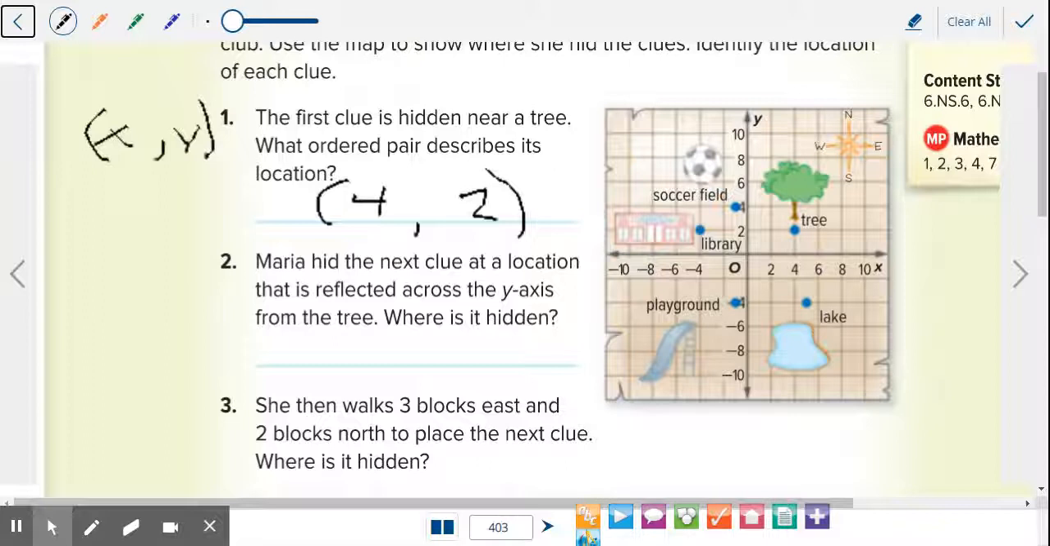So now number 2, Maria hid the next clue at a location that is reflected across the y-axis from the tree. Where is it hidden? So if we're at the tree, and we reflect over the y-axis, so we're trying to flip this point over here, where are we at now? Where would be the next clue if we're reflecting this over this line right here? We're taking that dot and flipping it over, just like we did on Friday. Destiny? The library.